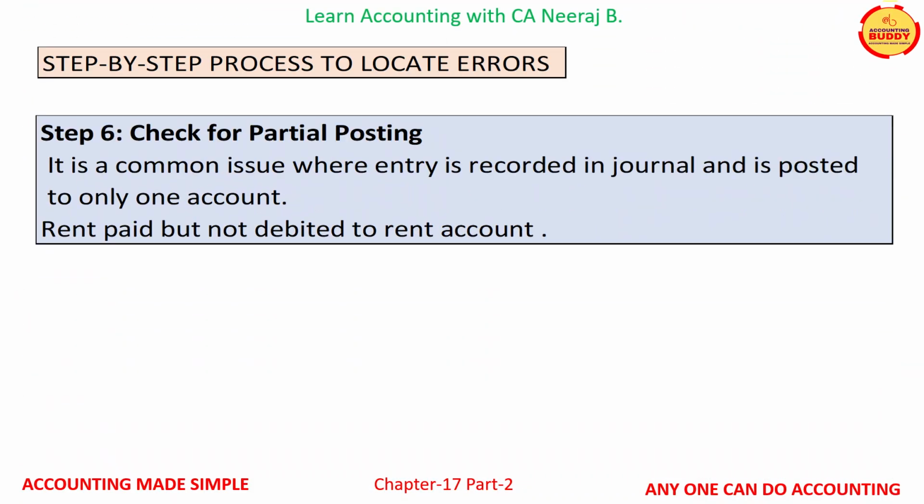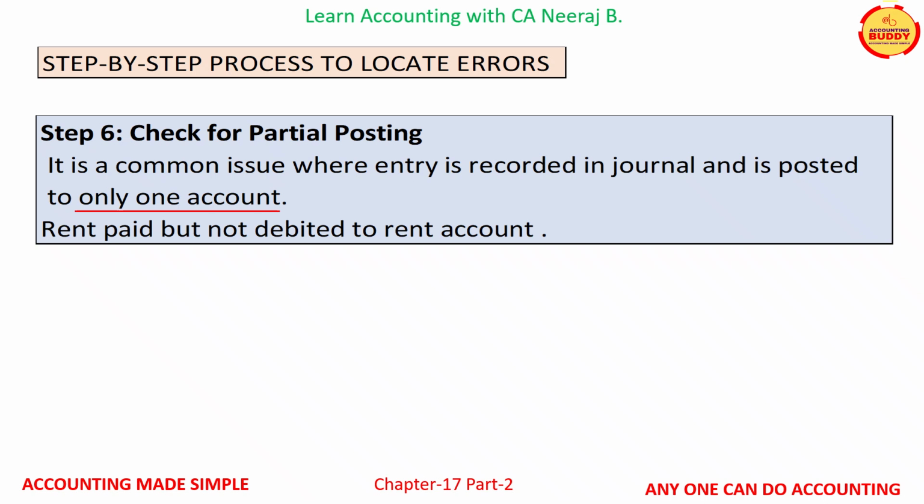Next step is to check for partial posting. It is a common issue where an entry is recorded in the journal and is posted to only one account. Rent paid in cash but not posted to the rent account is an example of partial posting.